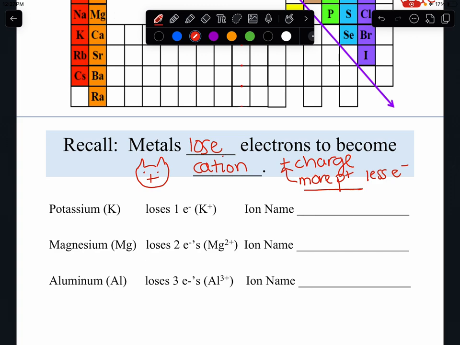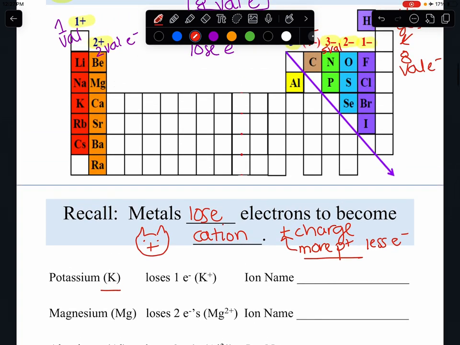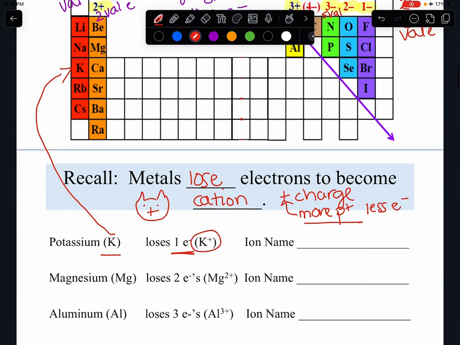When we have a cation, the name doesn't really change. So potassium is in group 1. You can see that right here. So potassium is always going to lose 1 electron, and this becomes a K plus 1. Okay, so that charge, as I showed you up here, is what that atom becomes, and we just call that a potassium ion. So I want to reinforce that potassium K versus K ion are two different things. Same number of protons, different number of electrons.